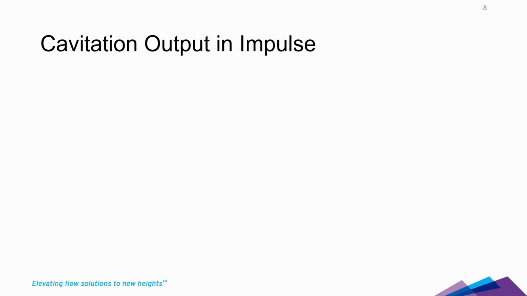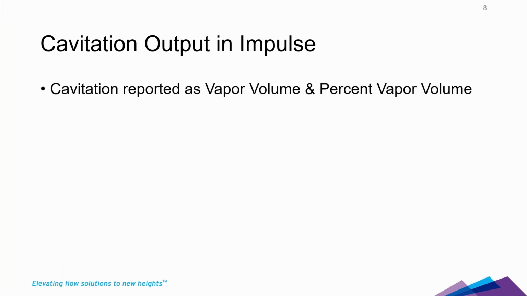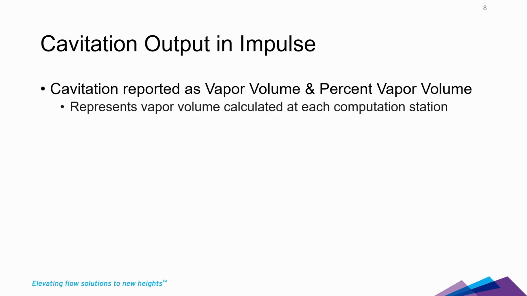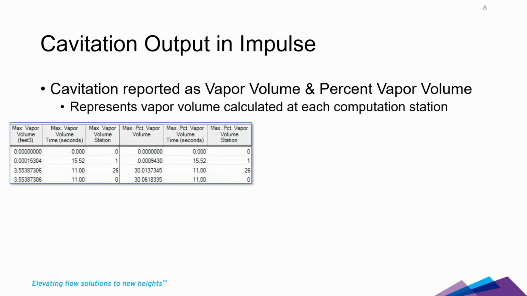All right. Evaluating the output of cavitation in Impulse. This is just touching on some very basic ways to start evaluating your cavitation. First off, when you finish running your analysis, one of the first things you should take a look at is the transient maximum and minimum window of results. And right in here, you'll see a column that gives you the maximum vapor volume in each pipe.